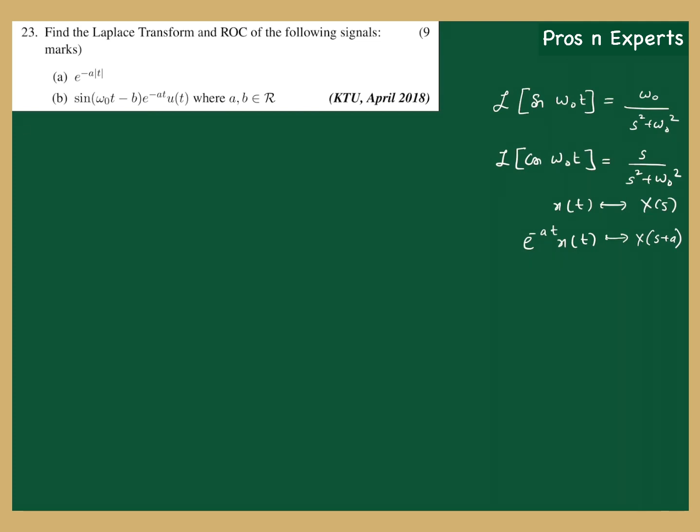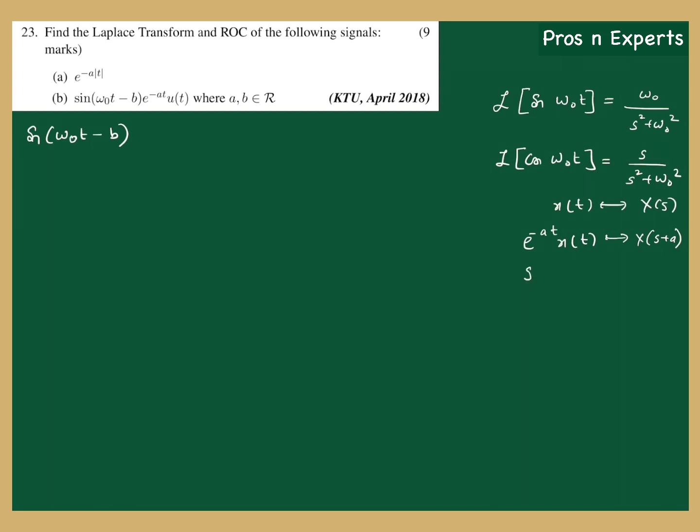So our x of t is given as sine omega 0 t minus b into e raised to minus at of t. Let me take sine omega 0 t minus b. I'm just taking sine omega 0 t minus b. I can proceed in a different way. Sine omega 0 t minus b. What does sine omega 0 t minus b?